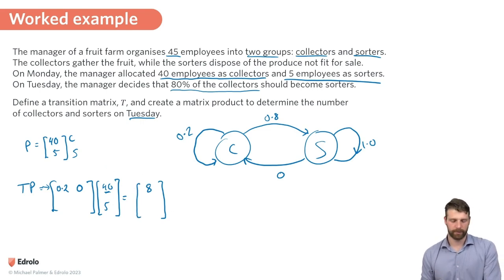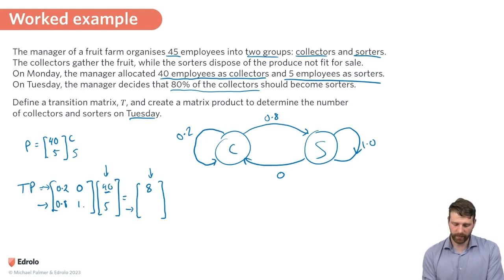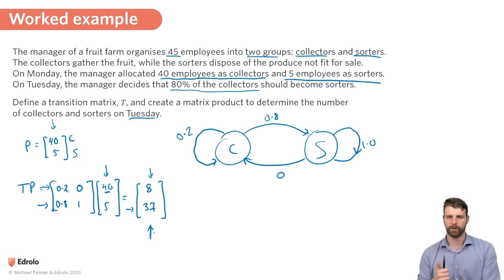Let's find the next row of that transition matrix. I'm supposed to move 80% of the collectors to the sorters. So I want this position here, which is row 2, column 1. If I multiply row 2 with column 1, then I need to do 80% times 40, and then 100% of the sorters returning. So 0.8 times 40 gives me 32, and then add 5, I'm going to get 37. And what we can see is the population hasn't changed. I had 45 people in total here, and I have 45 people in total here. So that's all checking out.